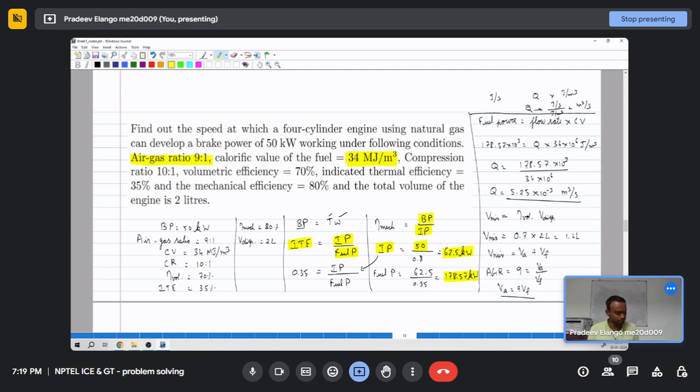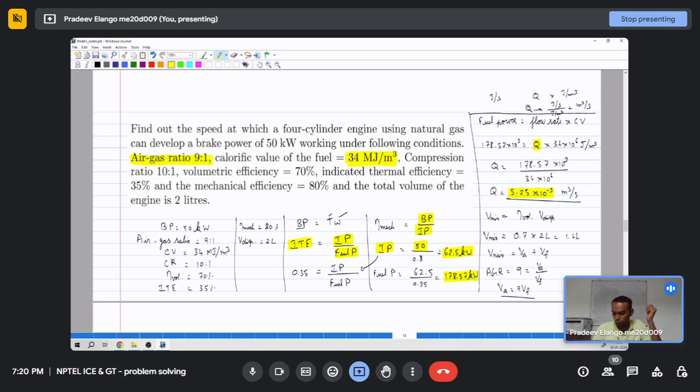we calculate the fuel power of 178 kilowatt. Now we know fuel power is flow rate of the fuel times the calorific value, and the flow rate of the fuel I denote as Q, calorific value is given, and fuel power is just calculated. Put everything in SI units. I calculate the flow rate of the fuel as 5.25 into 10 power minus 3 meter cube per second. So this is 5.25 liter per second.